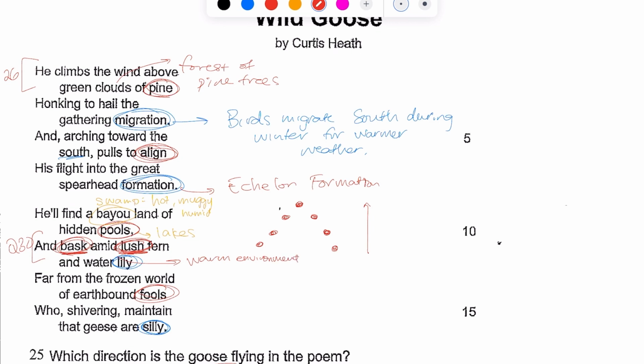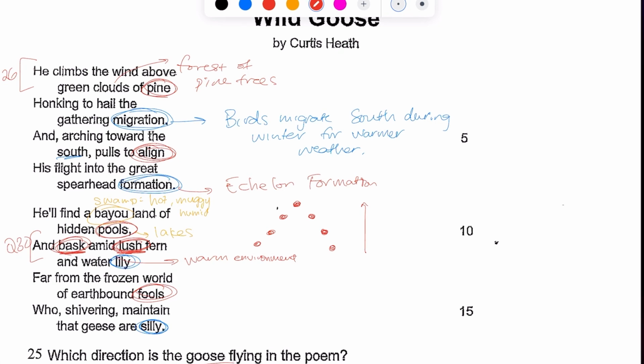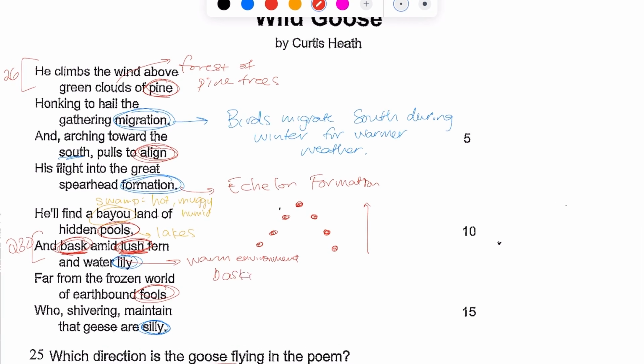When you see lush ferns and you're basking in the sun, that means you're kind of in paradise. So it evokes this image of paradise where you have really nice weather, the sun's always out, and you're just basking in the sun. And this is really far from the frozen world of the earthbound fools.